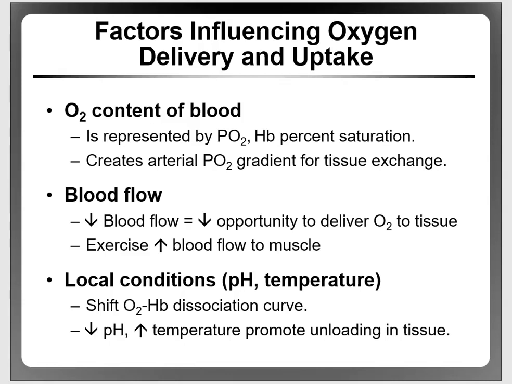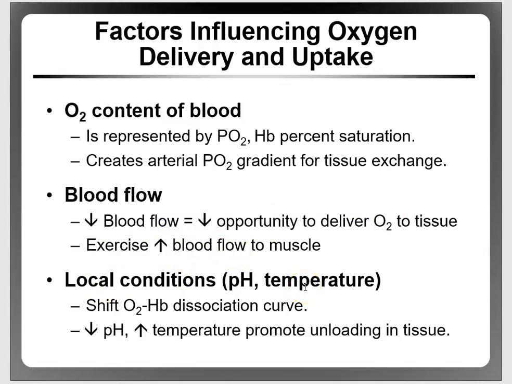Exercise increases blood flow through the muscles. So blood flow is going to increase for oxygen flow. As more blood carries oxygen through the muscles, less oxygen must be removed from each 100 mils of blood, and therefore there's going to be an increased blood flow to improve the oxygen delivery. If you have decreased blood flow, you have decreased opportunity to deliver that oxygen to the tissue. But exercise is going to enhance that. It's going to increase the blood flow to the muscles.